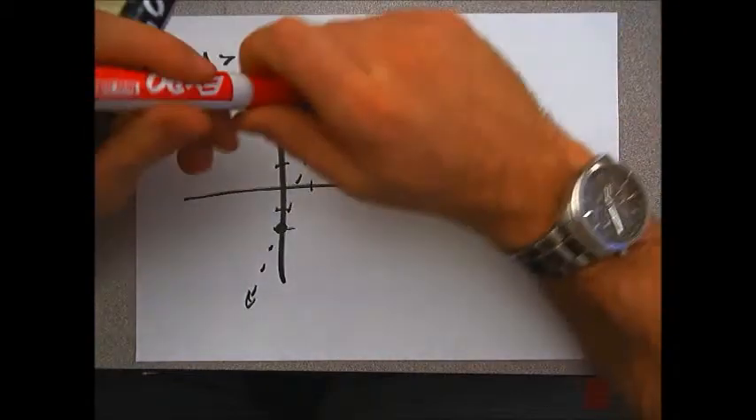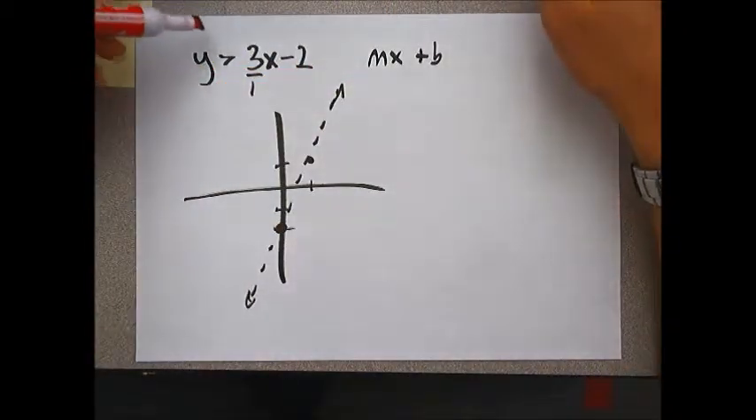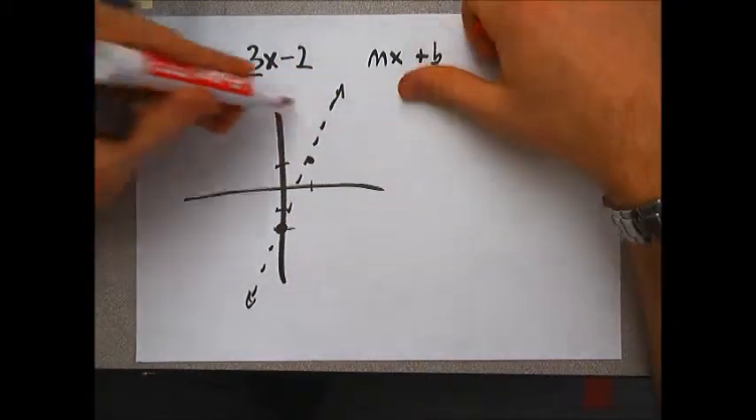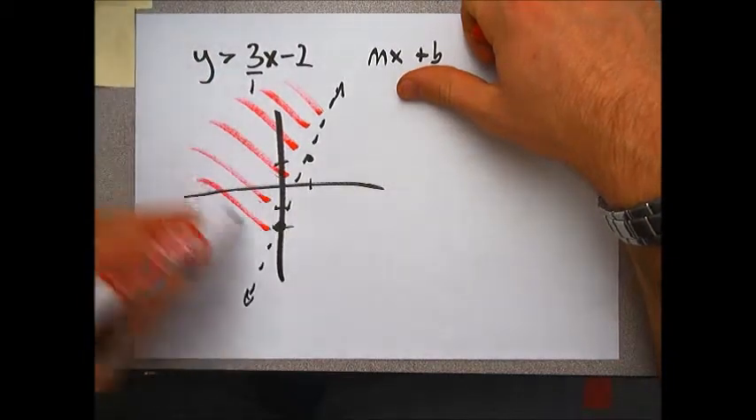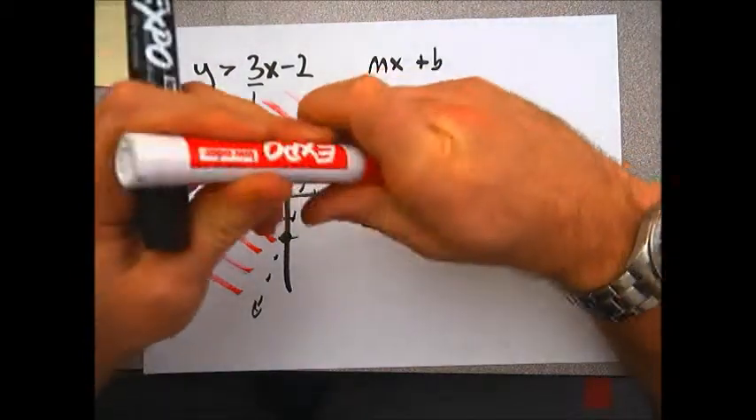Now to do my shading, I ask, what do I have here? It's greater than, and greater than makes us think up. So you would shade everything that is above the line.